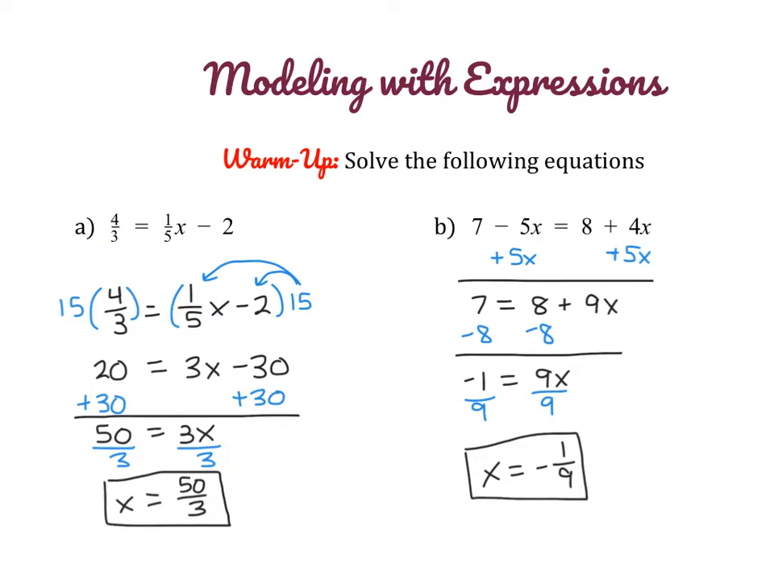And then in part B, you'll notice that we have a variable on both sides. So you pick the smaller one. The smaller one is actually -5x because it's negative, and then we can move it by adding 5x to both sides. And then from here, just finish solving for x.